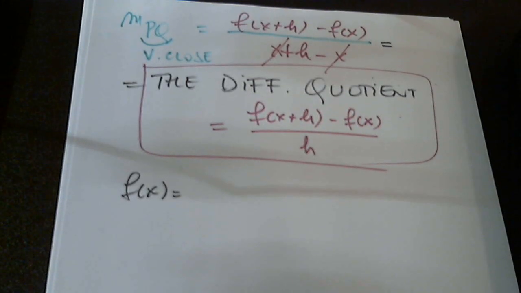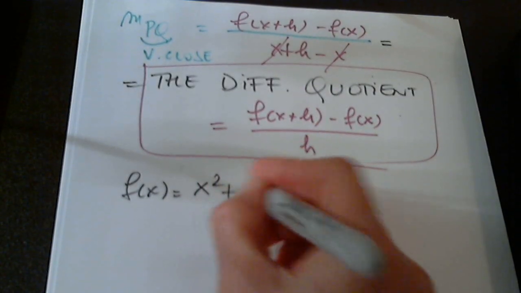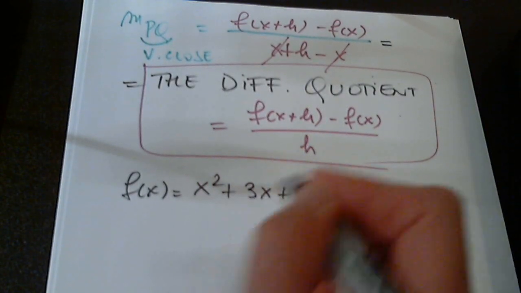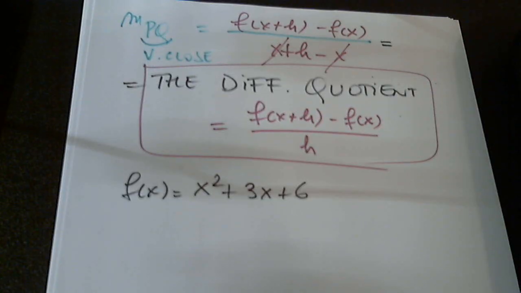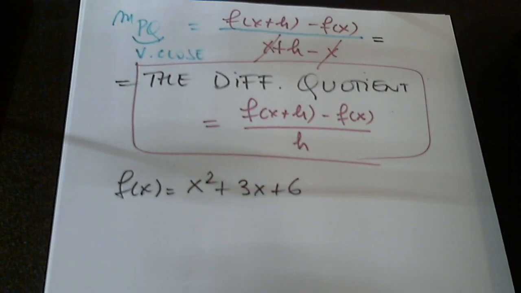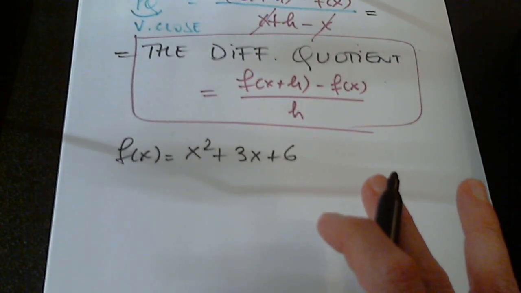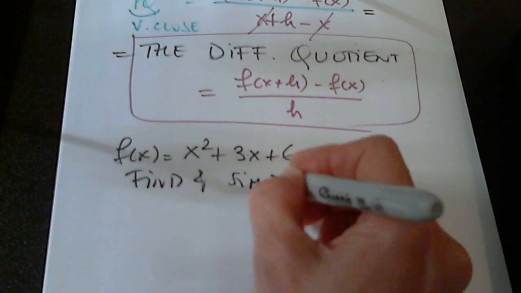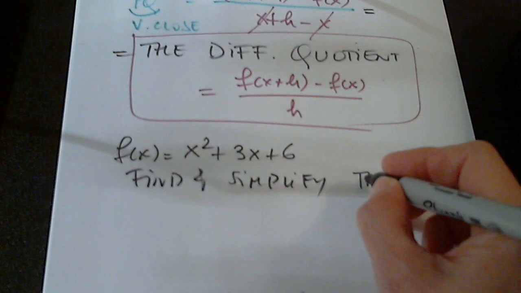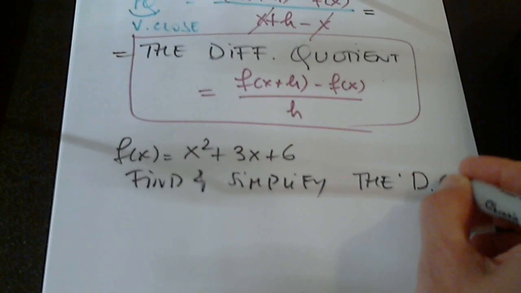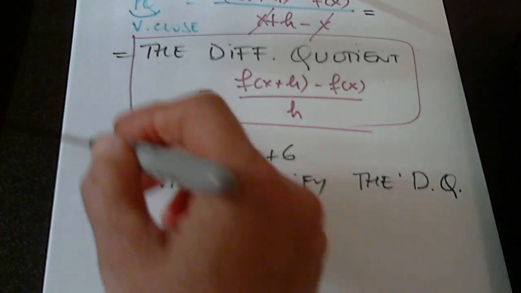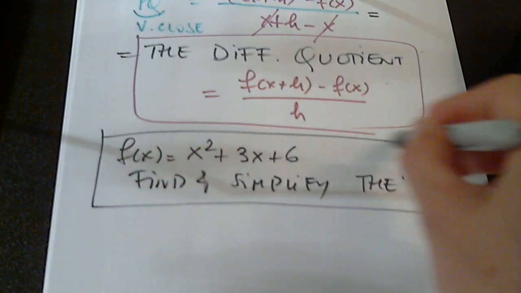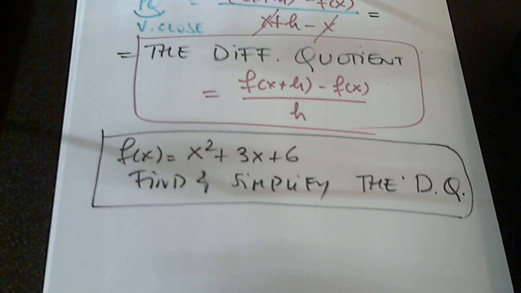x squared plus, okay, let's say plus 3x plus 6. Perfect. Excellent. Thank you, Marcus. Okay, so what is the question here? Find and simplify the difference quotient for this function. This is the requirement: find and simplify the difference quotient.